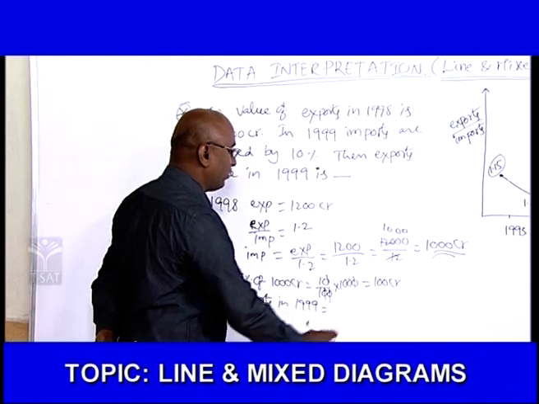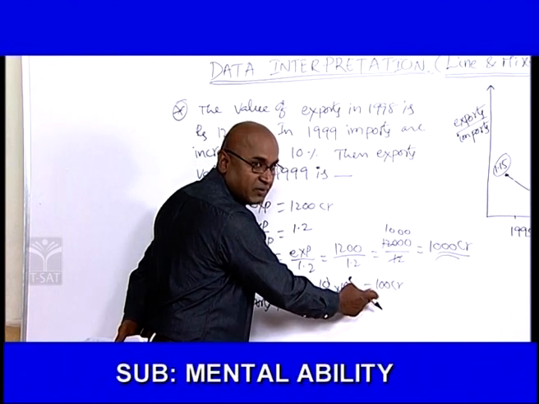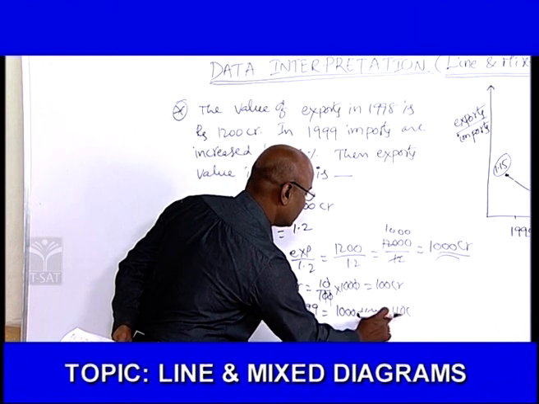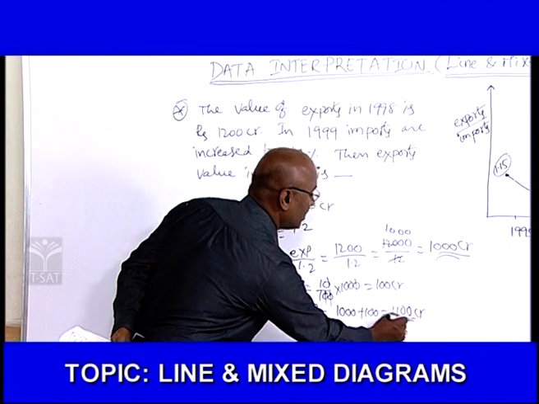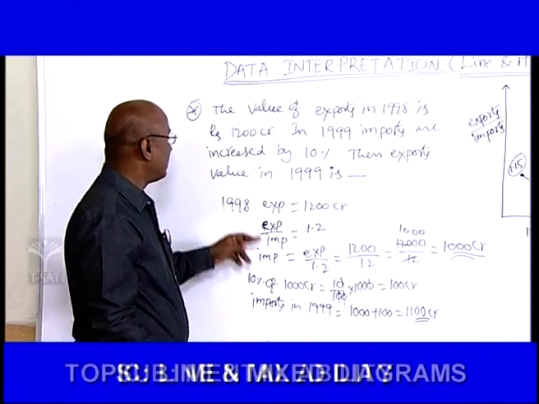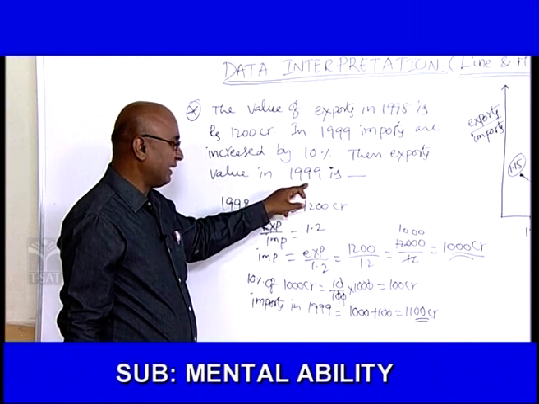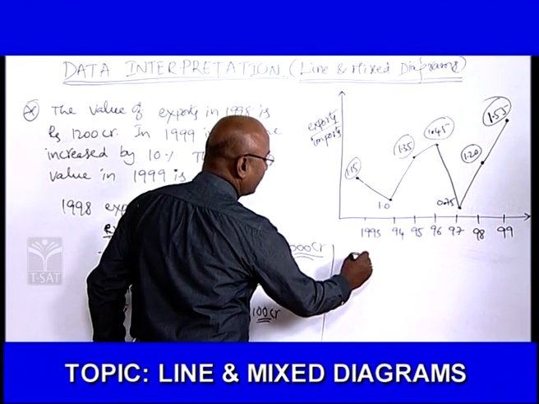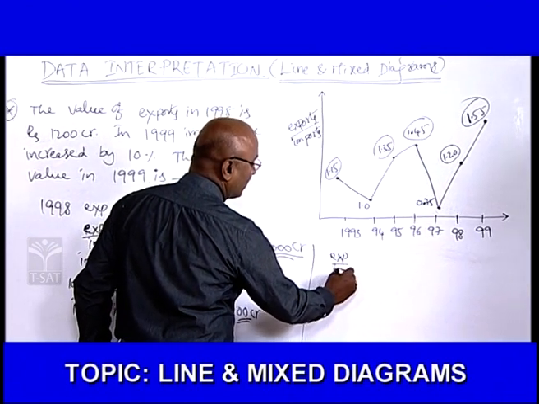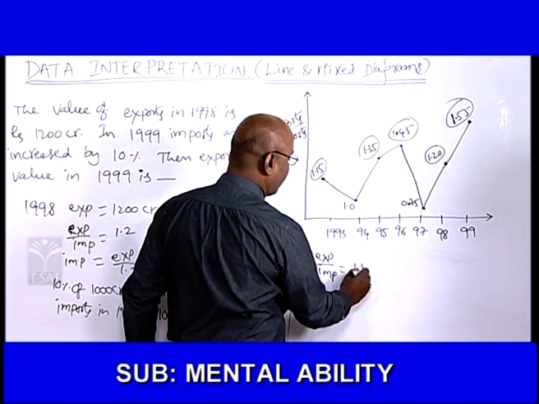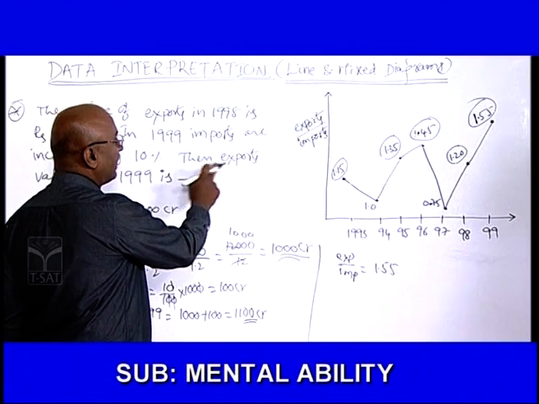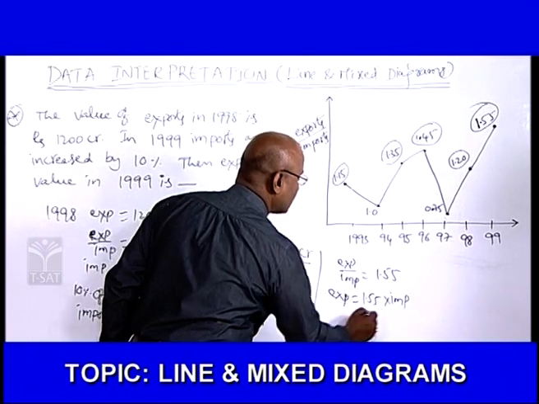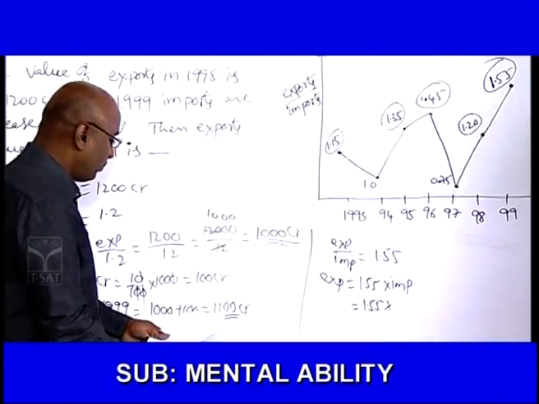Now imports in 1999 is equal to 10% పెరుగుదల. సో 1000 కోట్లు దాంట్లో 10% వచ్చి 10 అంటే 100 కోట్లు. సో 1000 ప్లస్ 100, దట్ ఈస్ ఈక్వల్ టు 1100 కోట్ల రూపాయలు. Now what is the value you have to find? Exports value in 1999. So we know that again the ratio of exports to imports. In the year 1999, exports to imports it is 1.55. Now what is the value to be find out? Exports. So exports is equal to 1.55 into imports, that is equal to 1.55 into 1100 CR.